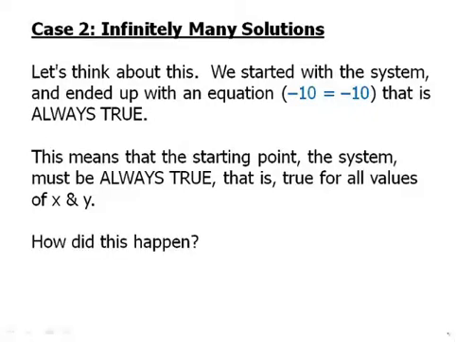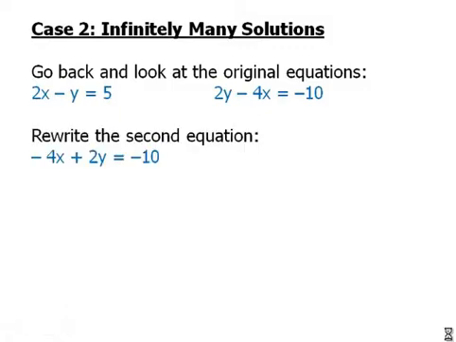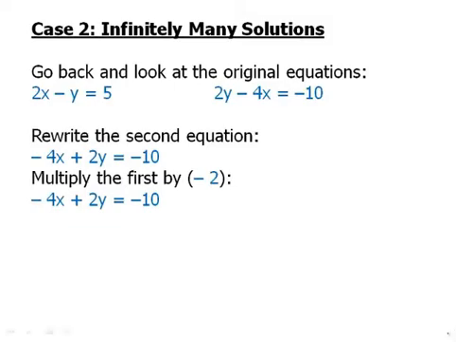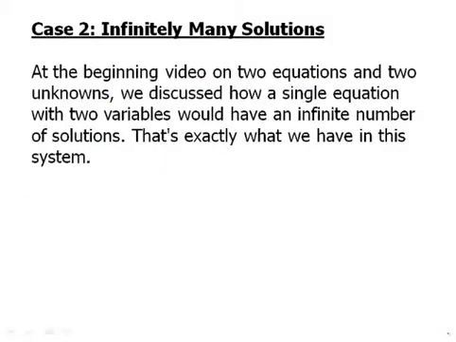How did this happen? Let's go back and look at the original equations. Rewrite the second equation. We'll just put the x first. Now multiply the first equation by negative 2, and lo and behold, it's the same equation. One equation is just a multiple of the other, so it's really just two copies of the same equation. At the beginning of the video on two equations and two unknowns, we discussed how a single equation with two variables would have an infinite number of solutions.